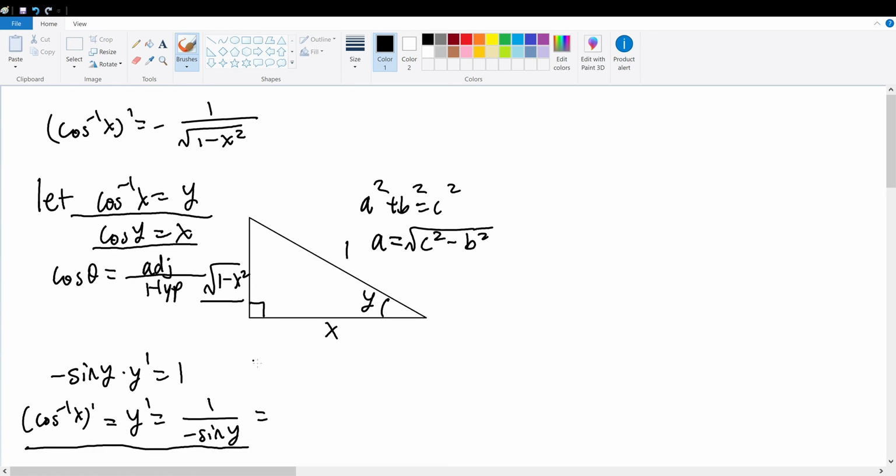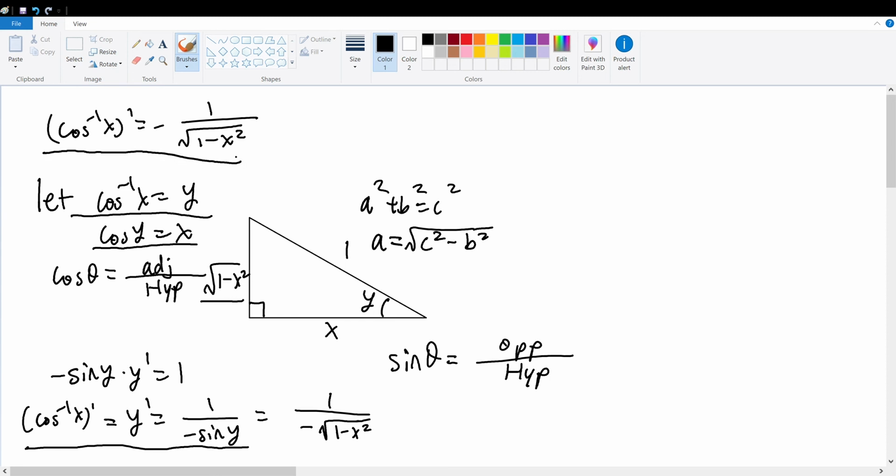We can apply the definition of the sine function within a right triangle as, if I write it here, that the sine of any angle theta will be equal to the opposite side relative to angle theta divided by the hypotenuse of the right triangle. Therefore, sine of y will be equal to the opposite side relative to y, which is the square root of 1 minus x squared, divided by 1, which I'm going to exclude. Hence, proving that the derivative for the inverse of cosine function is equal to the negative of 1 over the square root of 1 minus x squared through a right triangle.